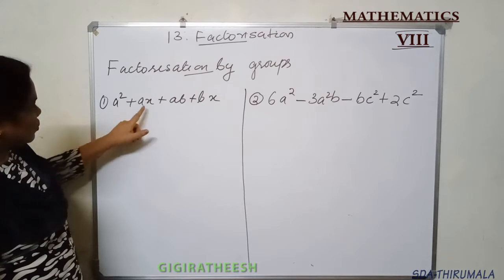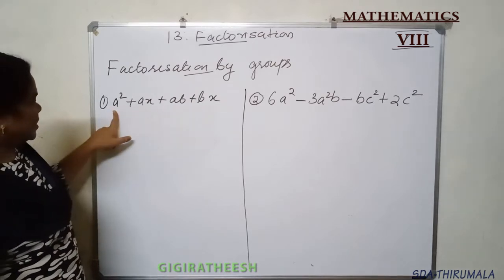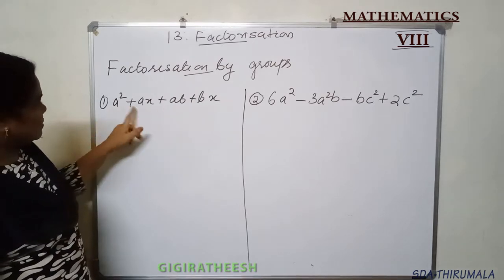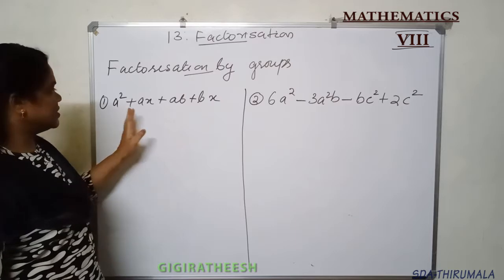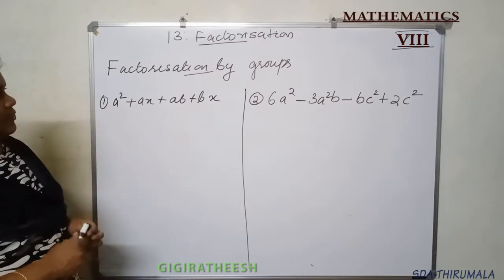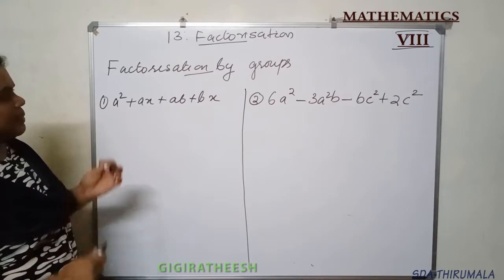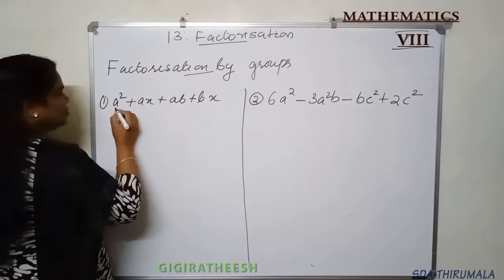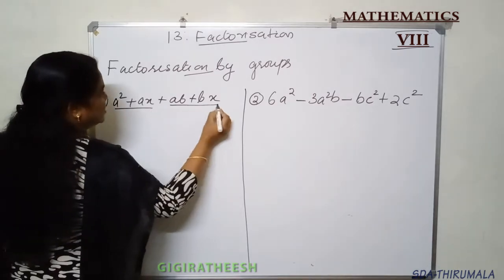Here are 4 terms in the expression: a square plus ax plus ab plus bx. From here we use grouping, factorization by groups. So first of all, we take these in 2's.